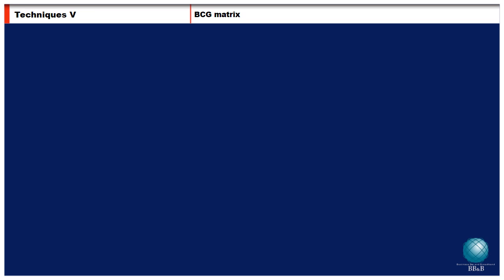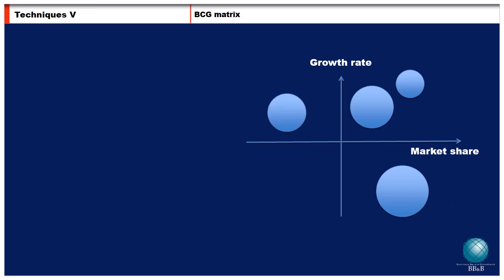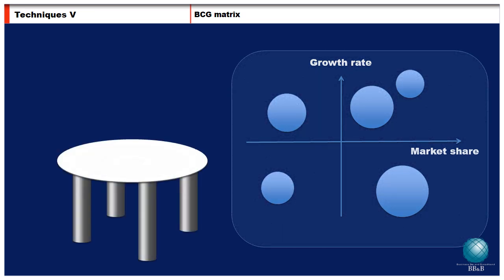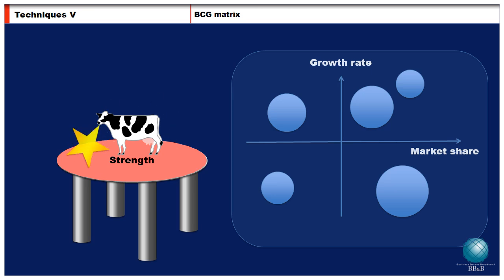Next, let's depict these 4 dimensions by taking market growth for the y-axis and market share for the x-axis. A completed matrix can be used to assess the strength of your organization and its product portfolio. Organizations would ideally like to have a good mix of cash cows and stars.